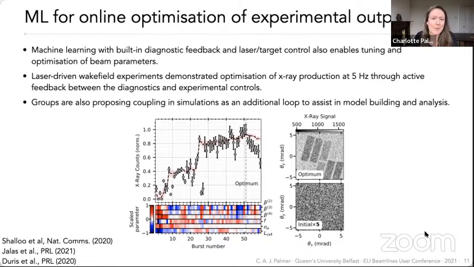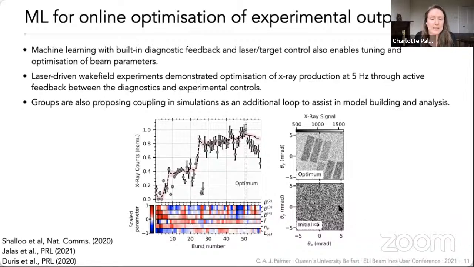So this example here is from Chalou et al., who demonstrated optimization of X-rays generated from a laser-driven plasma wakefield. The algorithm tuned the laser and the target parameters in order to increase the measured X-ray signal. Here you can see the measured X-ray counts in the plot, and you can see with each shot how the signal increases as they're varying the laser pulse shape, the gas cell length, and the density.